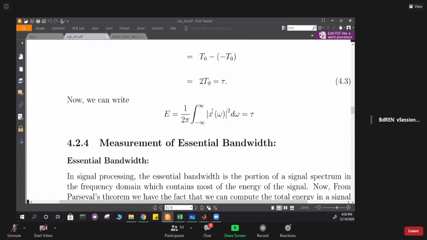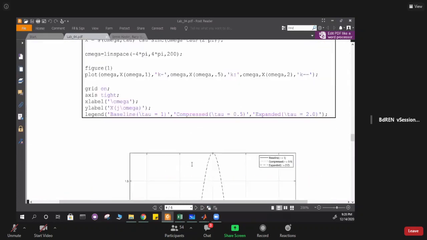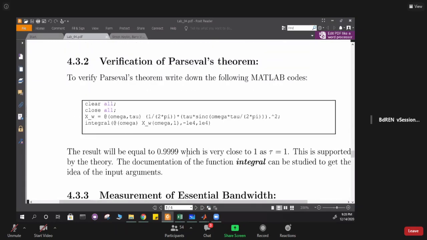Now if we integrate this particular expression, we'll get the same equation that we are talking about, this equation. I can give you 1 or 2 minutes. You can see the documentation of integral: how it has been used here, and what the input arguments of integral are. I want to hear from someone on your side. Okay, let's pause for 1 minute.